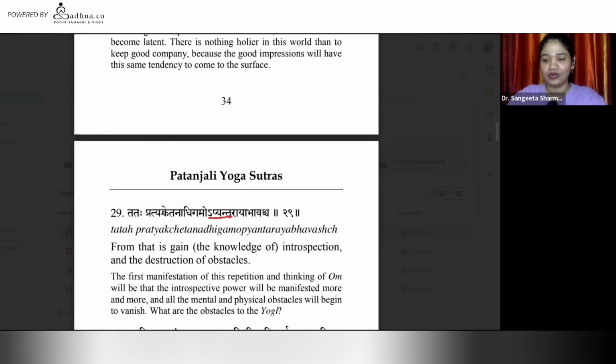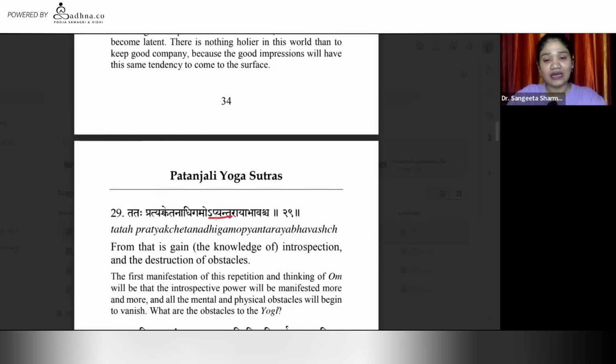Then Patanjali thought, I need to tell them what this Bhakti Yoga does. So what does it do? Tatah pratyak chetanadhigamo api antaraya abhavascha. It also cleans, or destroys, any obstacle. We also call these antarayas the mal of our chitta, or the dirt of our mind. So here he smartly put this word antaraya. Now you know what pratyak chetan is: going back to your consciousness is pratyak chetan.